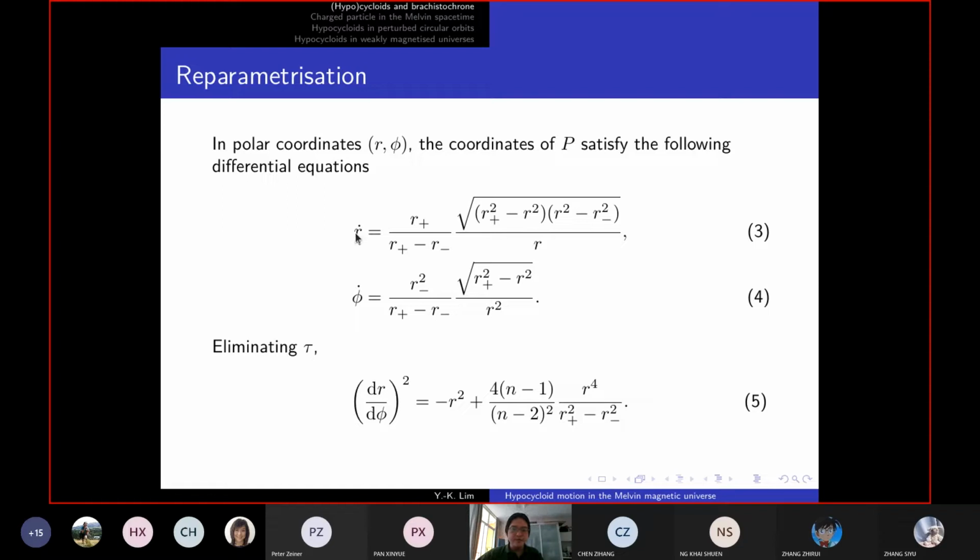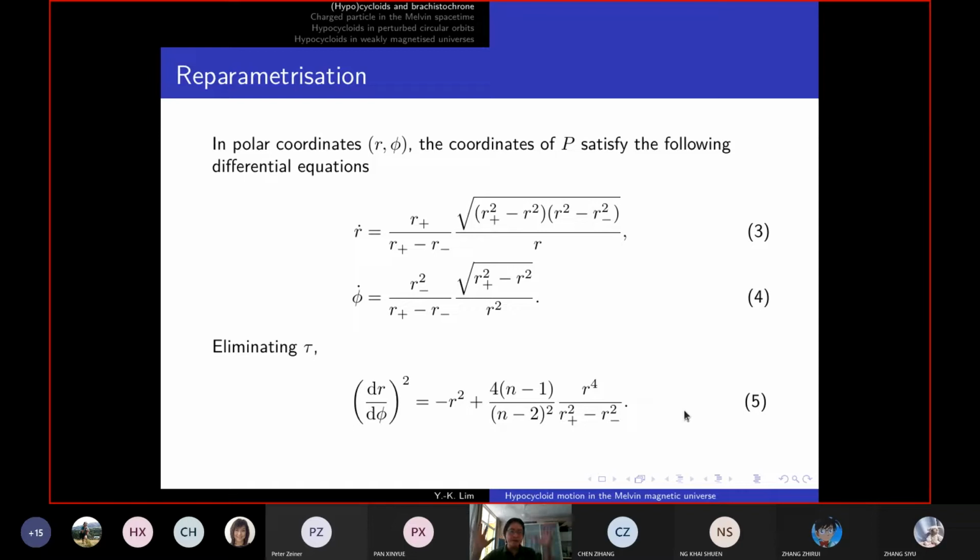This equation is this. I have an equation for r dot, where dot is the derivative with respect to tau, and the equation for phi dot. It looks like this. Then if I eliminate the parameter tau, I can express everything in terms of r and phi. So this is a differential equation for (dr/dphi) squared. In particular, there's a negative r squared here and r to the fourth times a bunch of constants. So the right-hand side is just a polynomial of degree 4, and these are the bunch of constants.